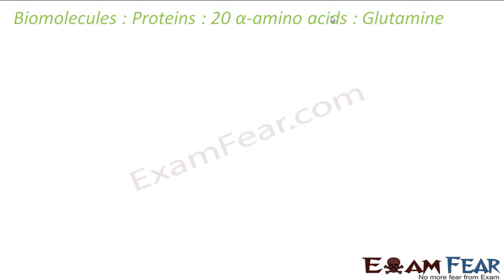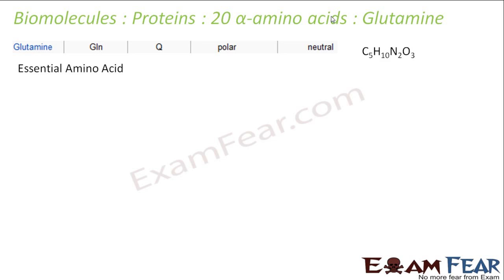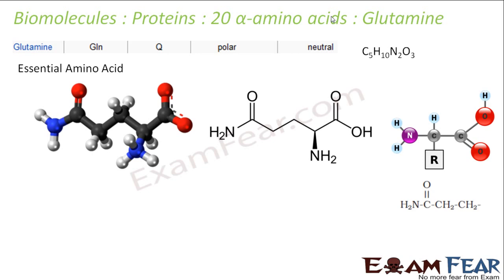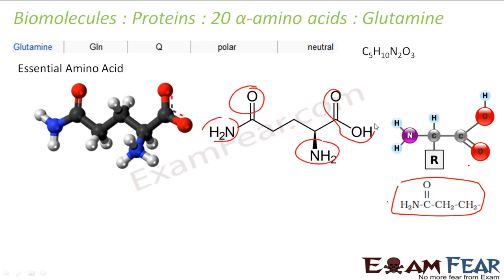The next amino acid is glutamine. GLN is the 3-letter code and Q is the single letter to denote this amino acid. It is neutral. C5H10N2O3 is the formula and it is a non-essential amino acid. So it has this structure, and if you compare this structure with the general structure, you see that R is this particular group. Now if you see here, there are 2 NH2 groups and 2 acidic groups. Overall it is a neutral amino acid.